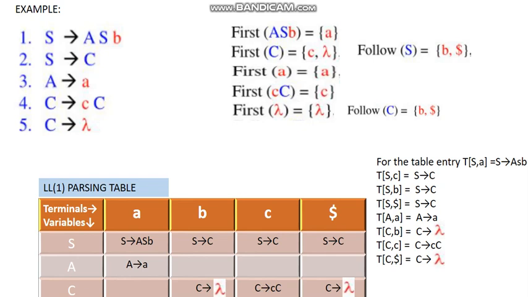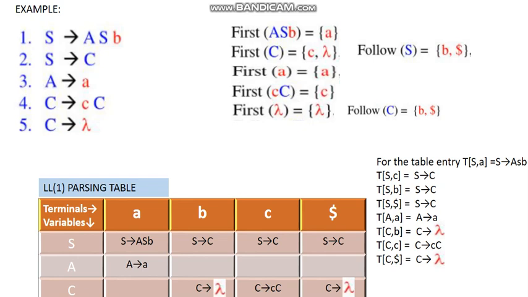Coming to the second production, S giving C. Find the first of RHS, that is first of C. First of C is c comma epsilon or lambda. If this is the case, that is if first contains epsilon as one of its elements, then go for finding the follow of LHS. Here LHS contains the variable S, and follow of S is b comma dollar. Then make the entry into the parsing table with the production number 2 corresponding to the cells S comma small letter c, S comma small letter b and S comma dollar.